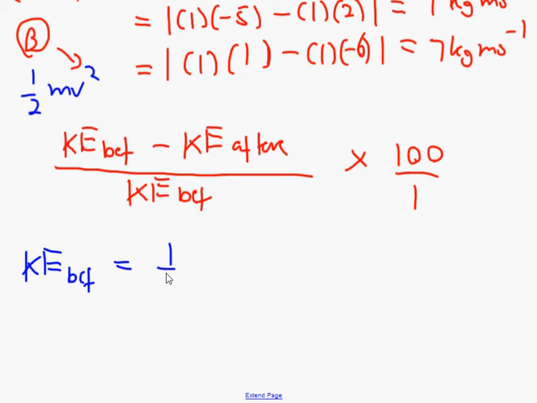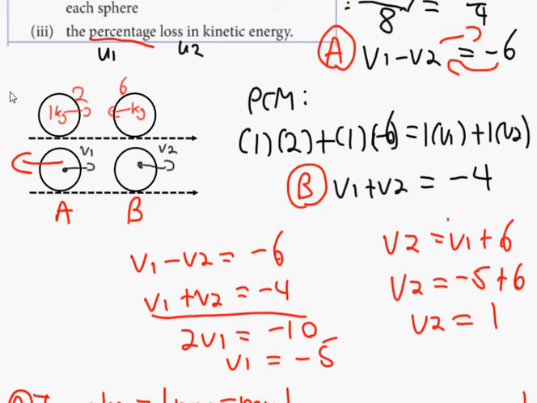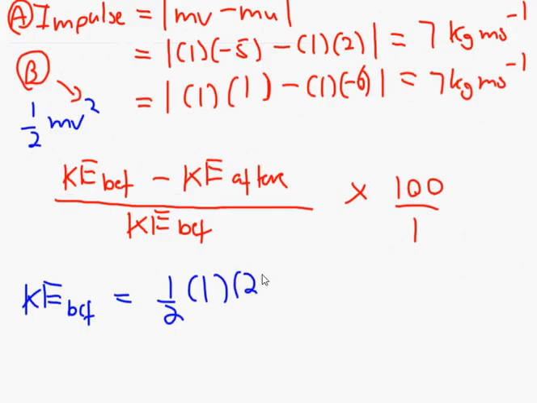is a half 1. What was particle 1? A half 1 times 2 squared plus a half 1 times minus 6 squared. Add them together, we'll get 2 plus 18, yeah? 20 joules.